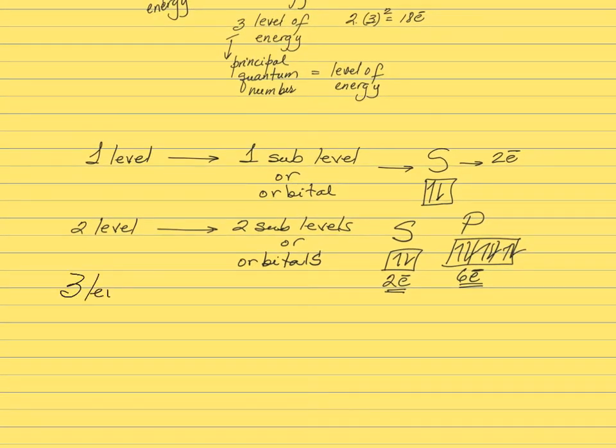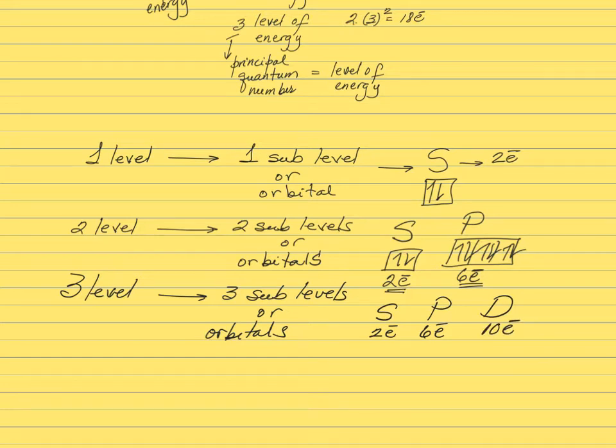Third level of energy. I have 3 sublevels or orbitals. S with my 2 electrons, P with my 6 electrons, D with 10 electrons. You remember that in the third level, you're able to accommodate up to 18 electrons. So how many orbitals are you going to have in the D sublevel? 1, 2, 3, 4, 5. And 2 electrons can be accommodated in each orbital.